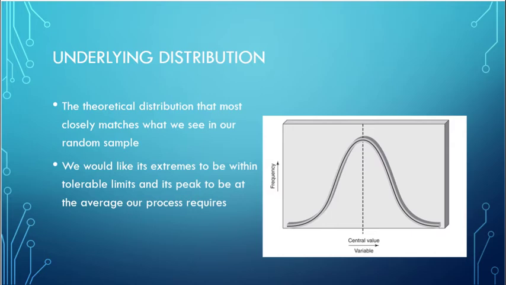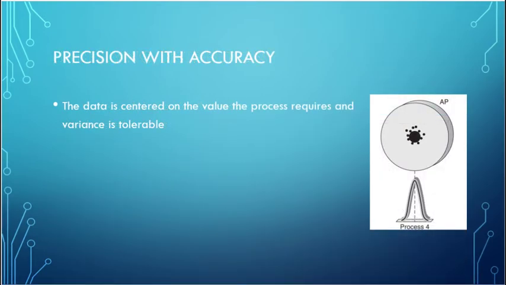And when we do that, we'd like the extremes of that underlying distribution to be within our tolerance limits, and we like the peak to be at the average that our process requires. So one way to think about precision and accuracy is to think about shooting at a bullseye. If we are precise, then our bullet holes are all near each other. And if we are accurate, then our bullet holes will be near the center of the target. So if you look at the graph of the underlying distribution for that set of points, it is centered on the center that you were aiming at, and its variance is relatively small.